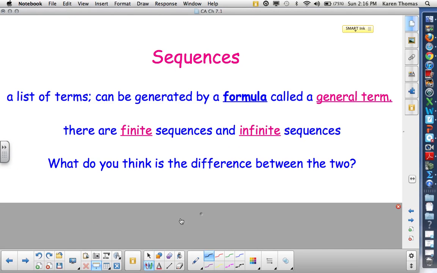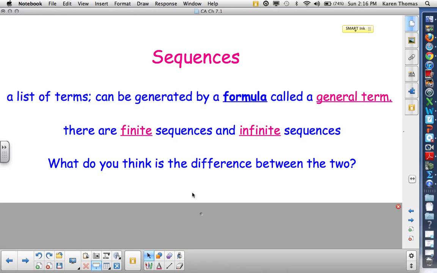So let's tell you a little bit more about sequences and series. There are these sequences to start with. Here's your definition. You can put this on pause and fill in the blanks on your blank notes pages or take some notes. You do need to know these terms. A list of terms can be generated by a formula, which we call a general term. Another word for formula is equation.